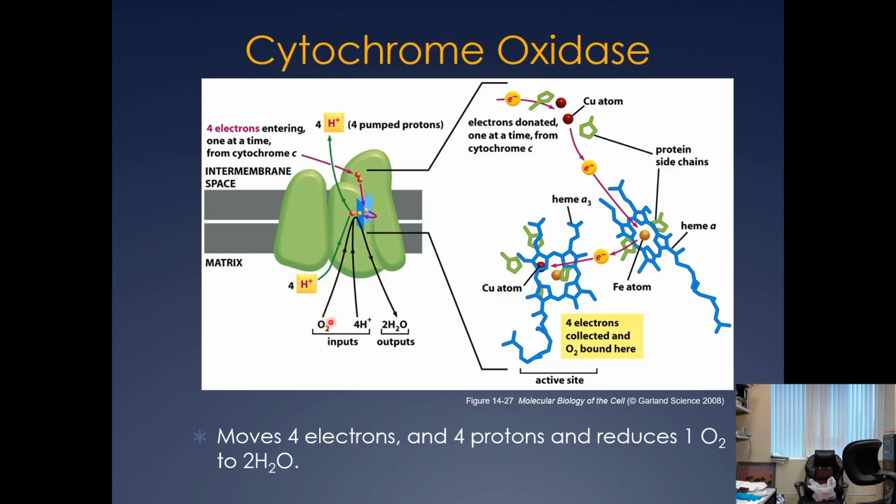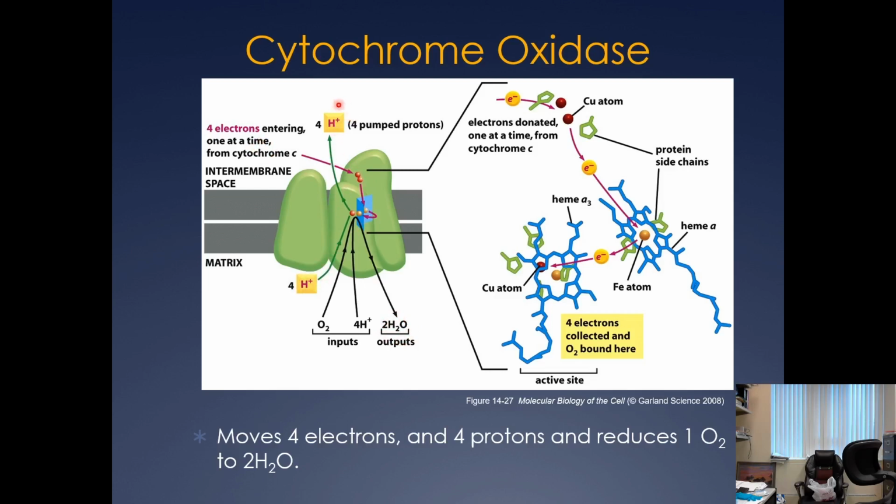And in the process of adding electrons to oxygen, what you end up doing is pulling out 4 protons and creating 2 molecules of water. Okay, so you're taking up 1 molecule of oxygen and 4 protons, and creating 2 molecules of H2O. But in the process of these electrons moving, they also pump 4 protons across.